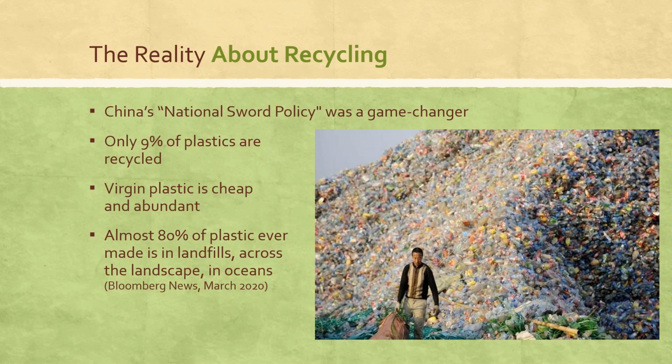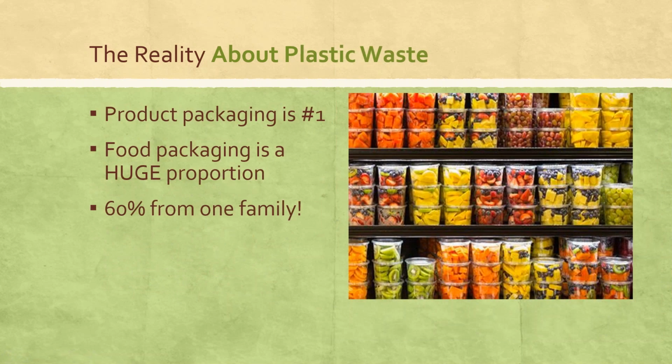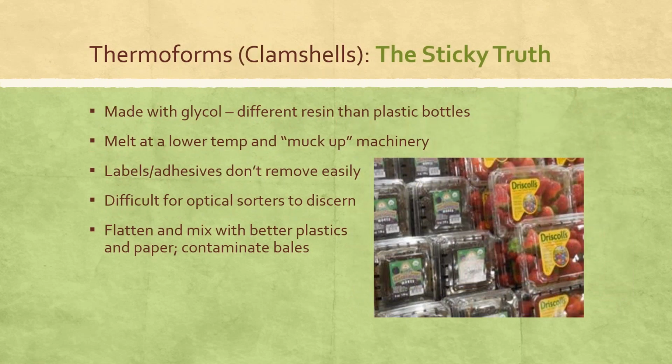It's staggering for me to realize that half of the plastic on Earth was created in just the last 13 years, and that 80% of it is strewn across our landfills and contaminates our oceans. So where does most plastic waste come from? Well, product packaging, it's number one. And food packaging in particular makes up a huge proportion of that. And of that food packaging, 60%, more than half, comes from just one family. And I bet you guys can all guess what that is, the thermoforms, or as we like to call them, the clamshells.